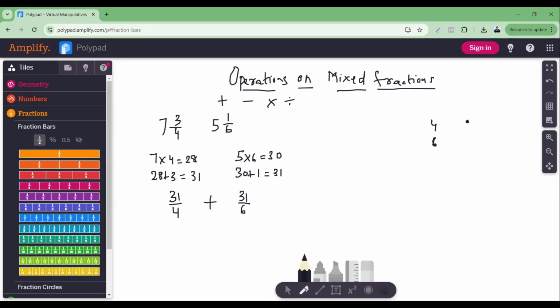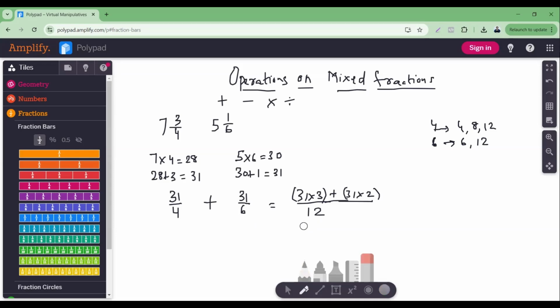LCM means lowest common multiple. The multiples of 4 are 4, 8, 12. The multiples of 6 are 6, 12. So the least common multiple is 12. So I take the 12 here. 4 times 3 will give me 12, so I should do 31 times 3. Then for the next one, 6 times 2 will give me 12, so I have to do 31 times 2.